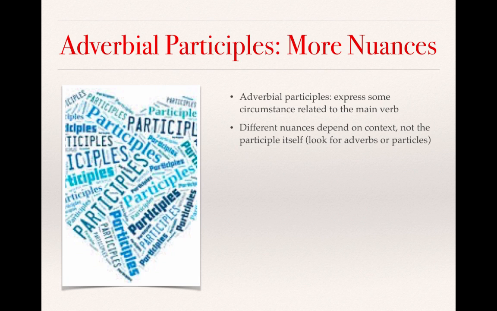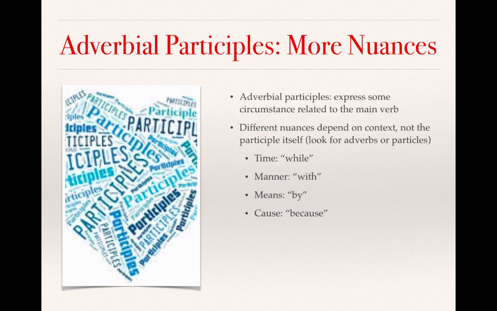Some of these adverbial participle nuances include time. So we might translate this as while, or even after, if we can denote when the action was taking place. We can have a nuance that denotes manner, the manner in which something is done, or the manner in which something is said. We might also have an adverbial participle that denotes by. So by turning in his homework, the student completed his assignment. That would be the nuance denoted by means.